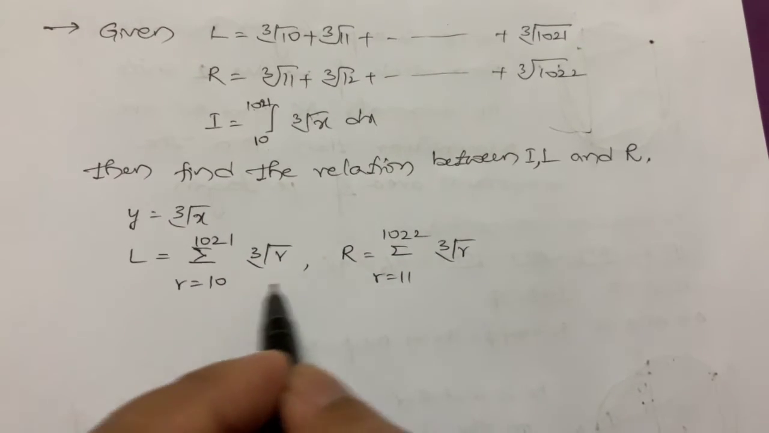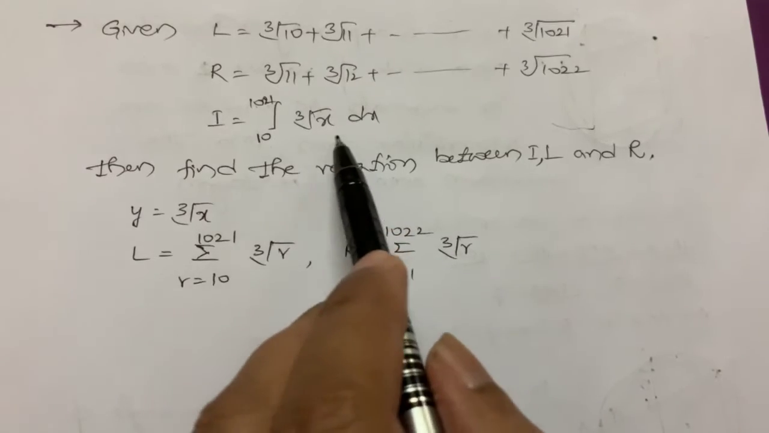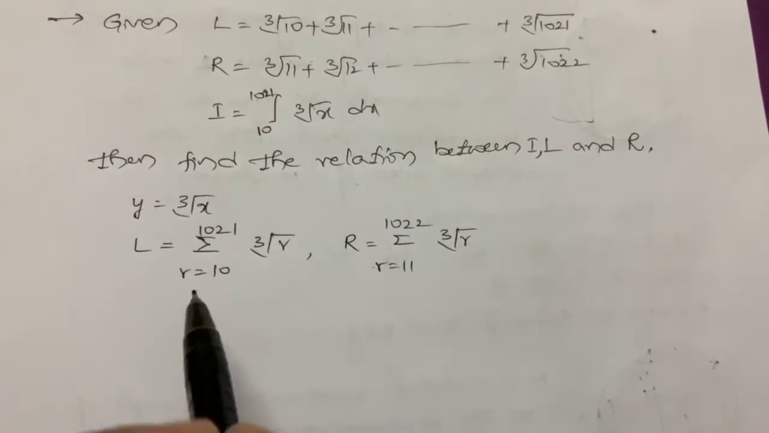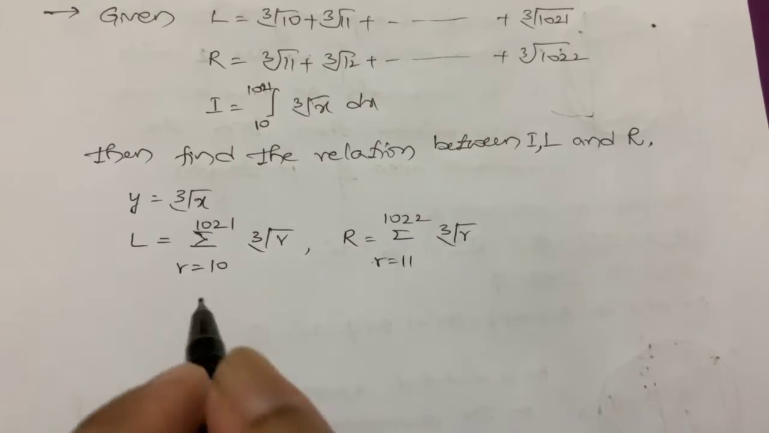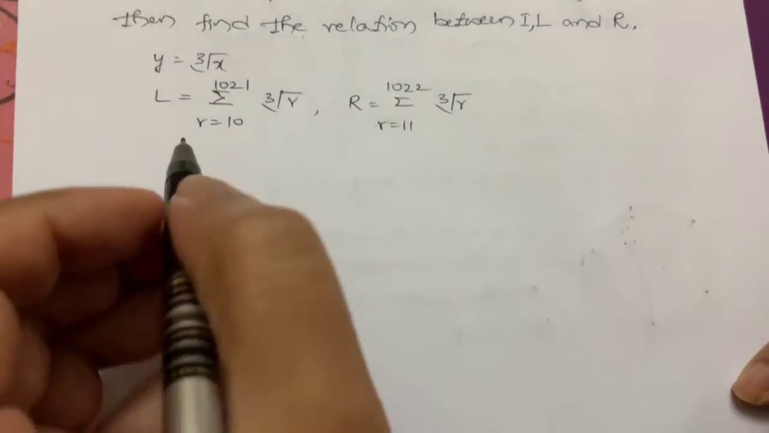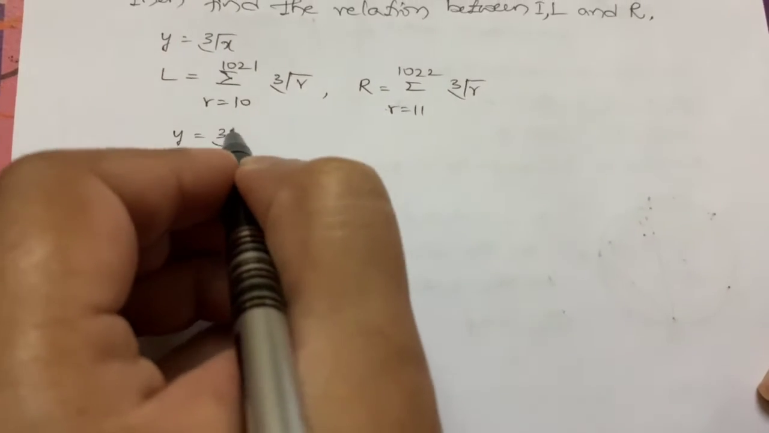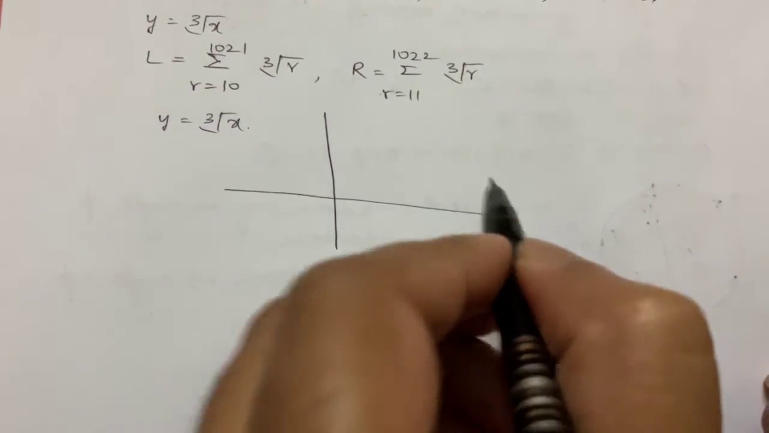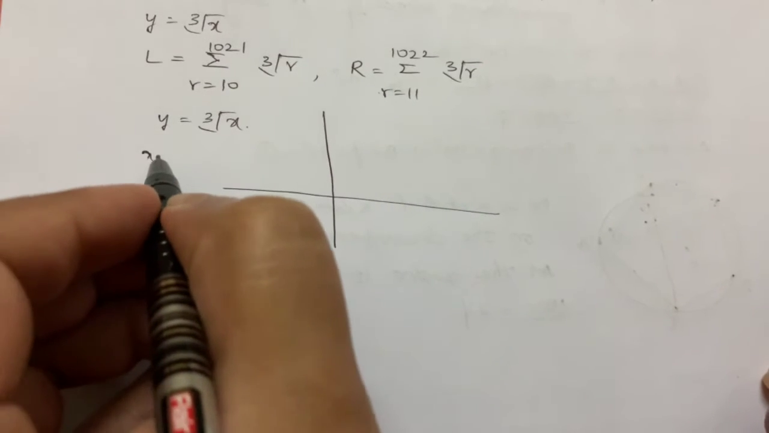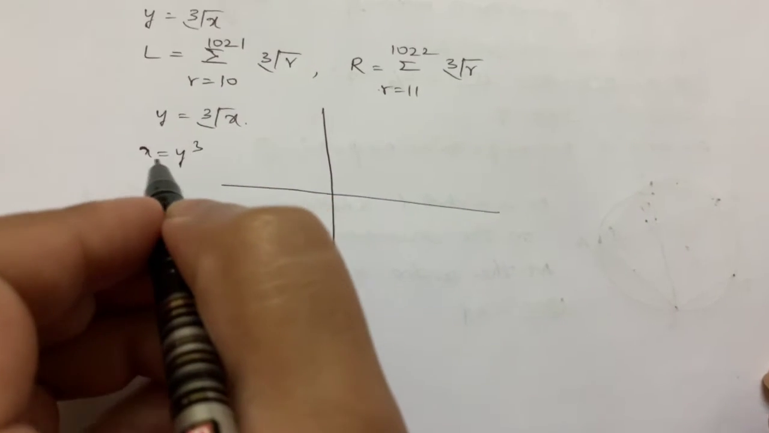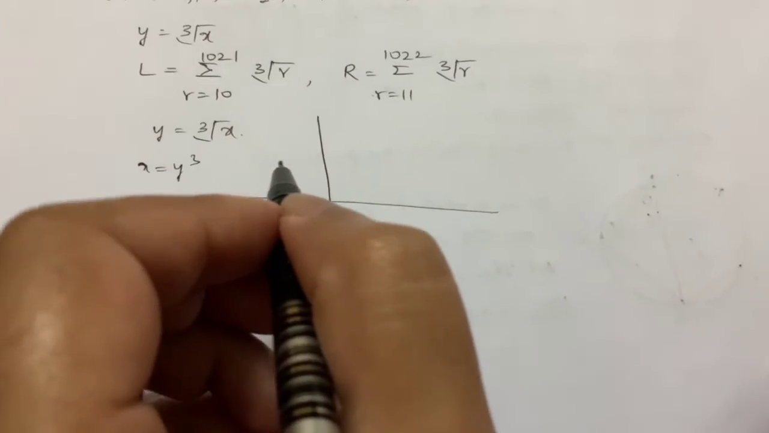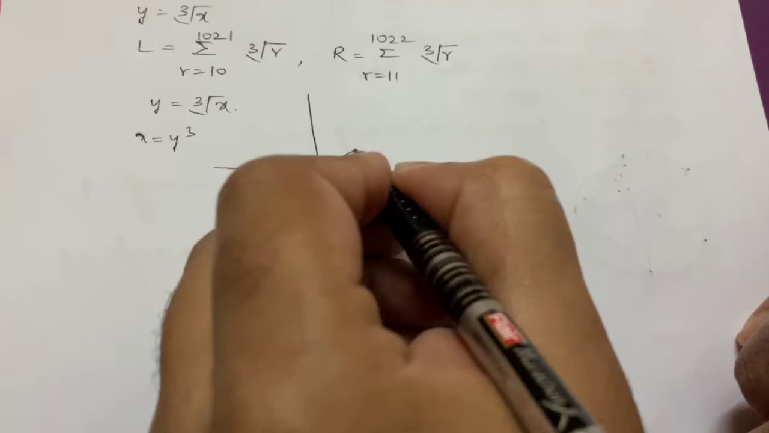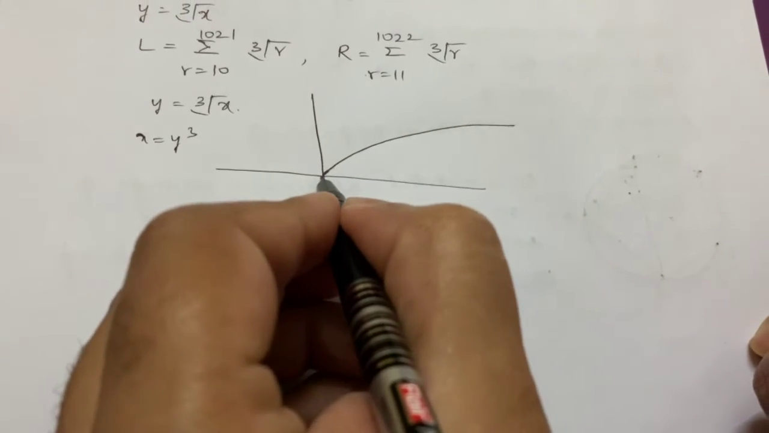So, this is finite parts. When we are writing the integral, that means we are considering an infinite number of parts. Here we are considering only a finite number of parts. So, if I consider a finite number of parts and y equal to cube root x as a function, this is nothing but x equal to y cube. So, x equal to y cube is nothing but y equal to x cube reflected with respect to y equal to x, right. So, it will be like this.